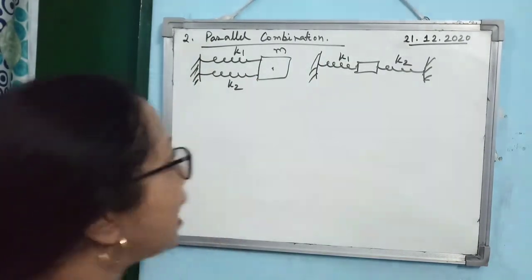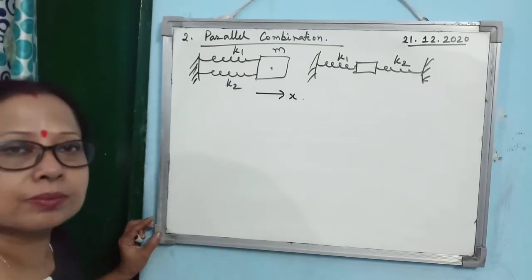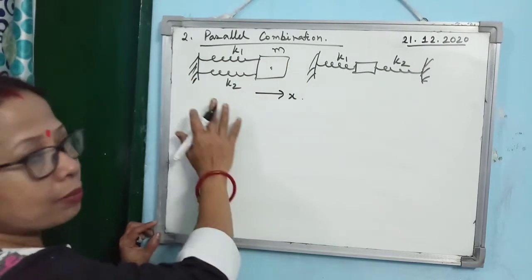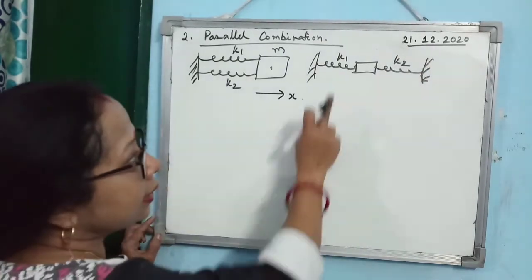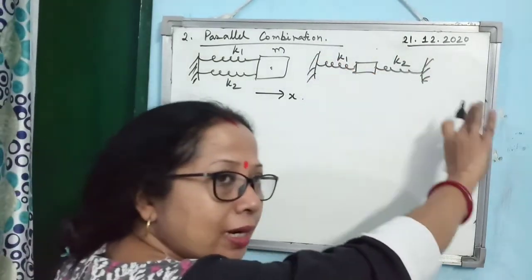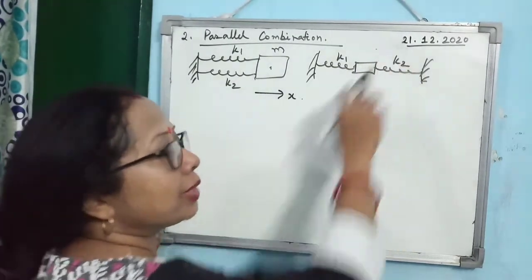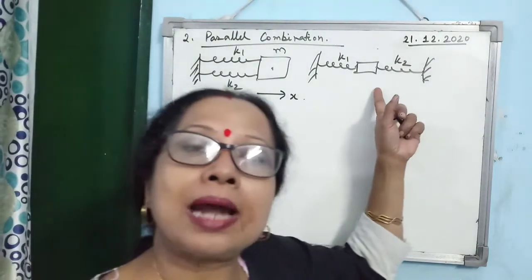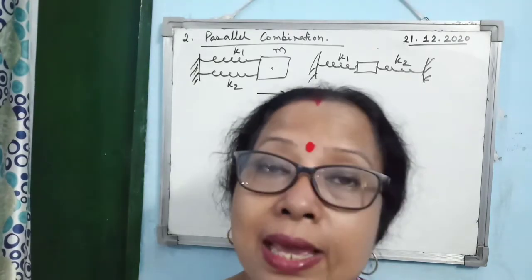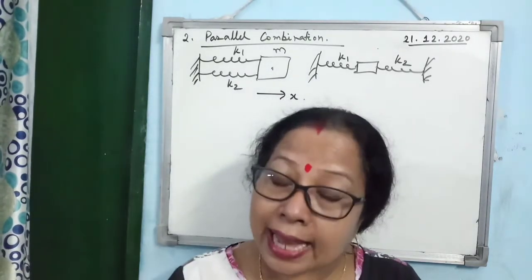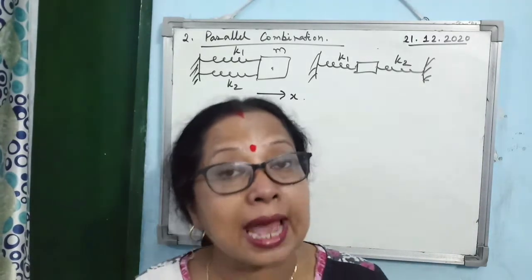Not only that, in parallel combination, the first thing is that both the springs undergo the same displacement x. So you can understand it here. But what about here? If you displace the mass in this direction by an amount x, then this spring will get elongated by an amount x, and this spring will be contracted by an amount x. So this is also a parallel combination. In parallel combination, both springs undergo the same amount of displacement. That's why both springs experience different amounts of force.